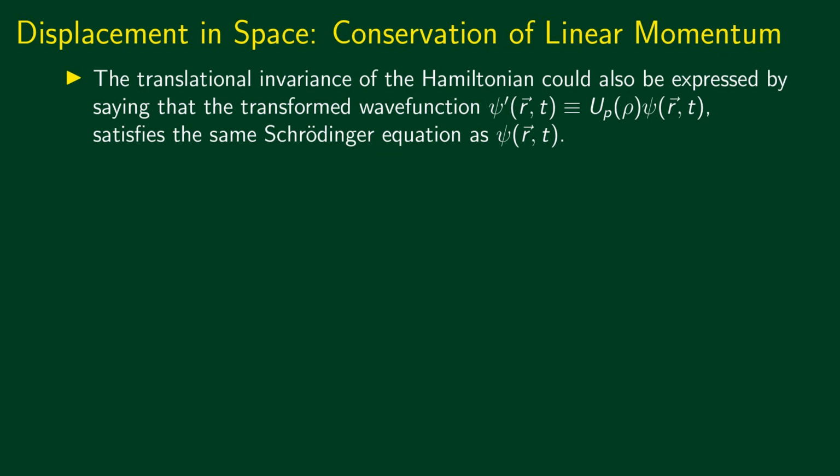So if psi prime, the translated wave function, and psi obey the same equation, right, obey the same Schrödinger equation, then we can say that the transformation is a symmetry transformation. That is, the translational invariance of the system can also be expressed by saying that the transformed wave function satisfies the same Schrödinger equation as the untransformed wave function. Okay? That is, the laws of physics do not change by simply translating from one point to the other.